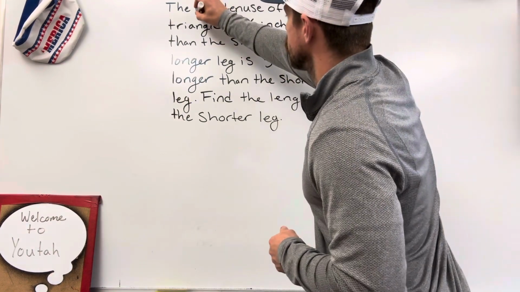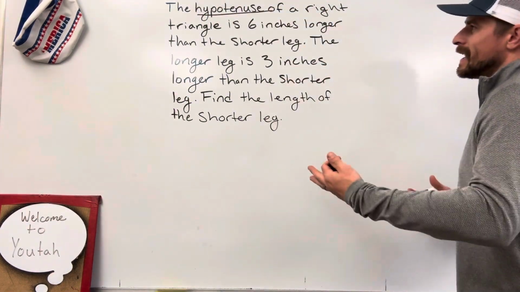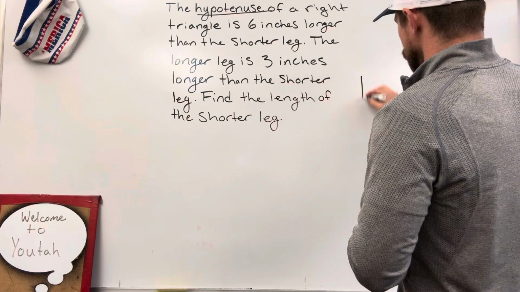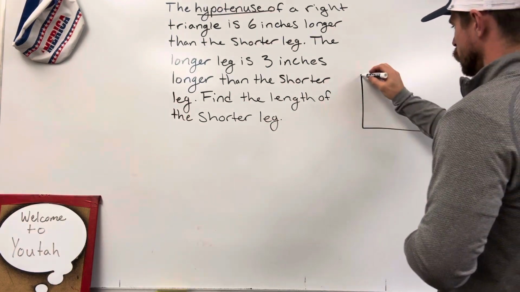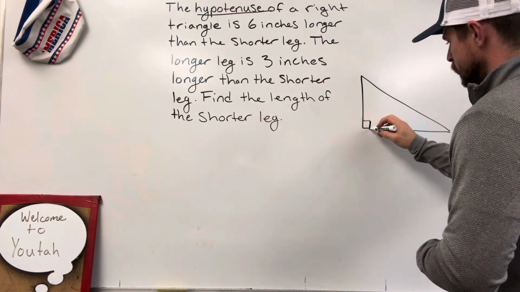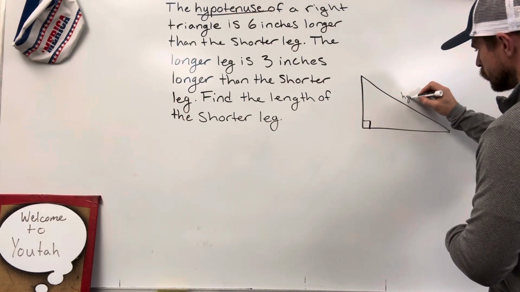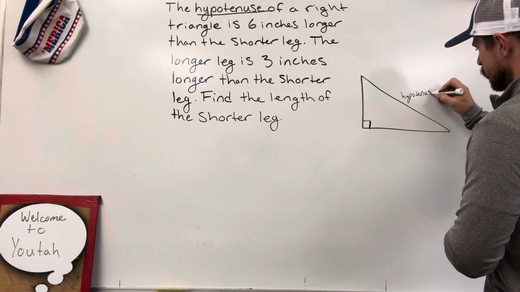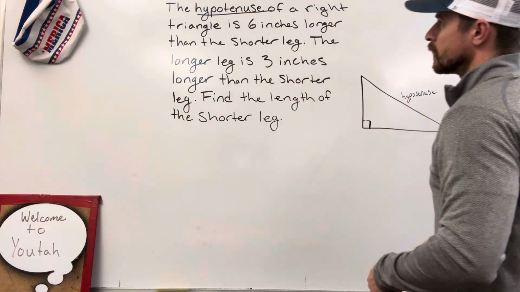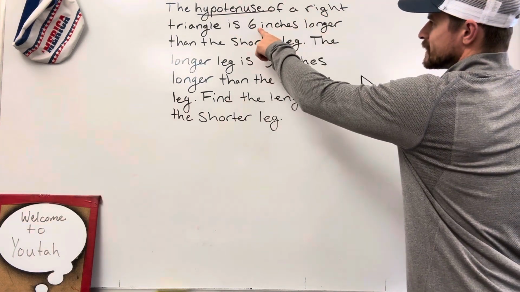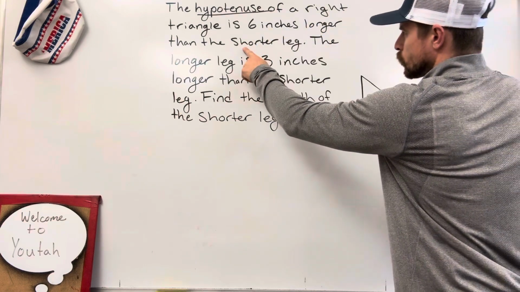First thing, I'm going to draw a picture, right? So the hypotenuse of the right triangle, that's going to be my longest side. So I'm just going to draw a right triangle. Hypotenuse is always opposite of the 90. So that's this side right here. This is my hypotenuse. And what we know about it is said in the information here. Hypotenuse of the right triangle is 6 inches longer than the shorter leg.